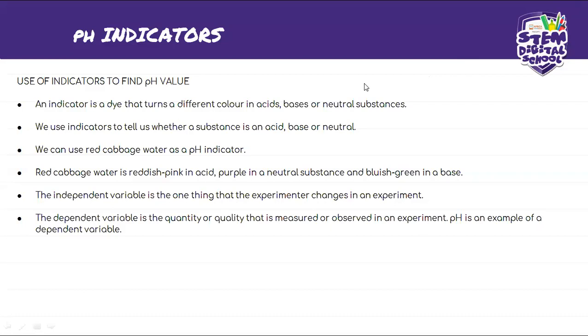The dependent variable is the quantity or quality that is measured or observed in an experiment. pH is an example of a dependent variable. So if you have substances and you want to check which one is either an acid or a base, then you use a pH indicator. A pH indicator will be the dependent variable because it's the quantity that is measured or observed. And the substance that you are looking at will be the independent variable.